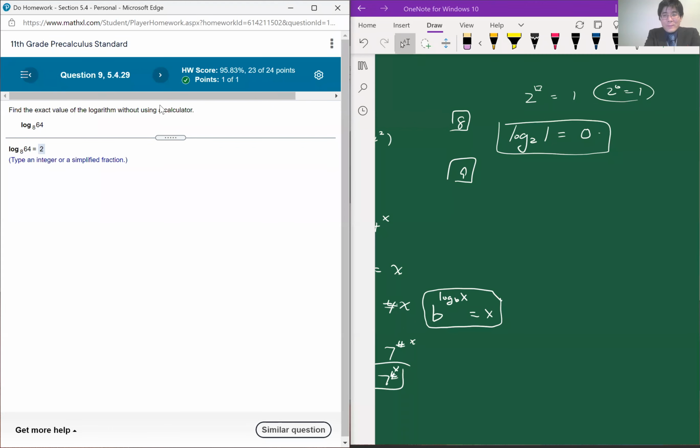Next one, log base 8 of 64. So 64 is 8 to what power? And we know that this is equal to 8 squared, so it is equal to 2.